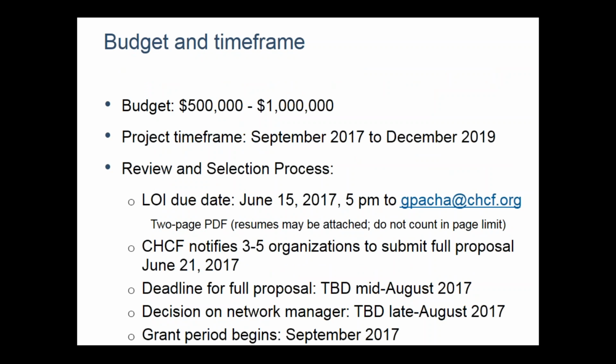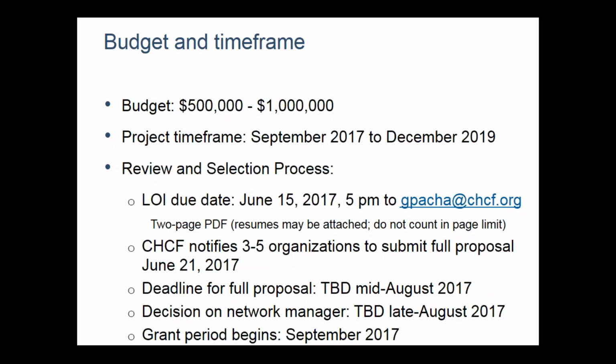The budget is between $500,000 and $1 million. That's a pretty wide range, since I'm not yet sure what it will take, and I would like the network manager to be able to help think through what's the best use of funding, because of course the foundation has limited resources, and money we spend here is money that we're not spending building up addiction treatment or defending the gains of the ACA. So we want to have both sufficient to make an impact, but we still want to be frugal.